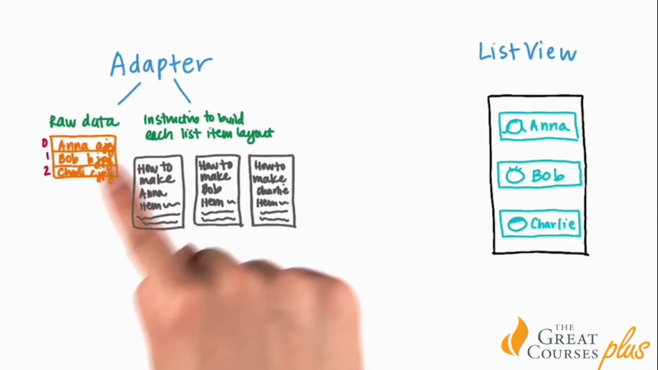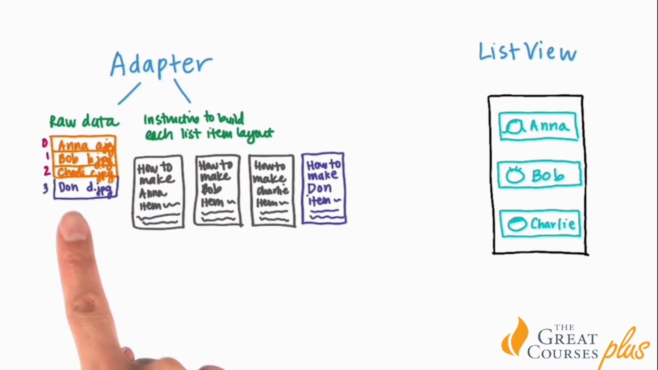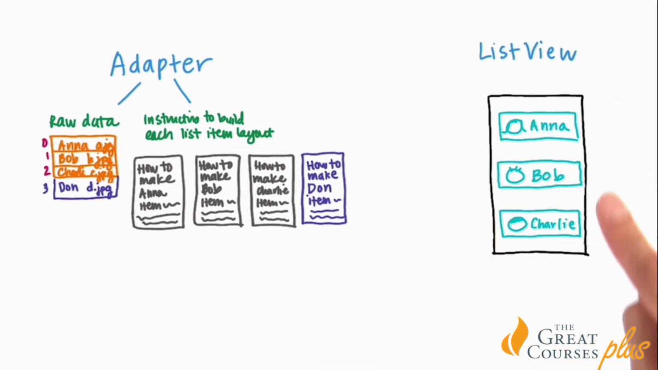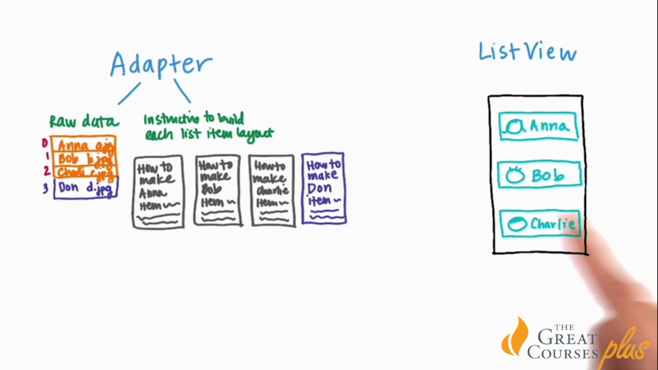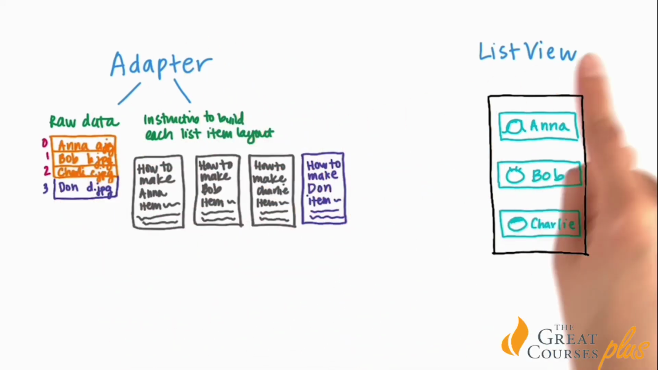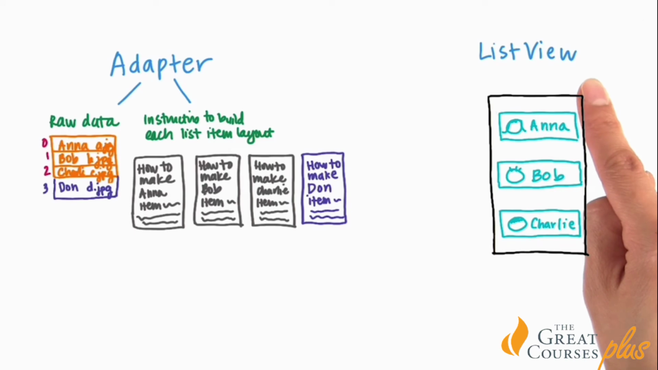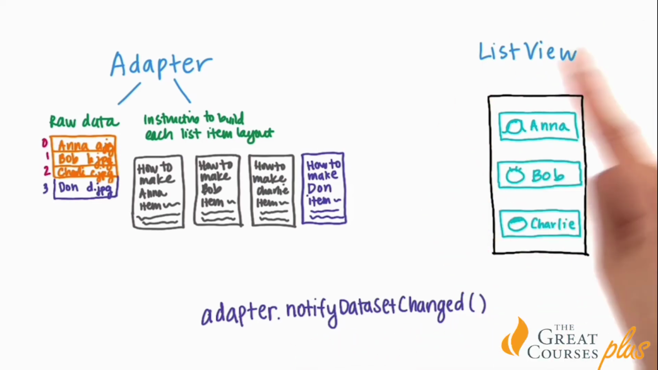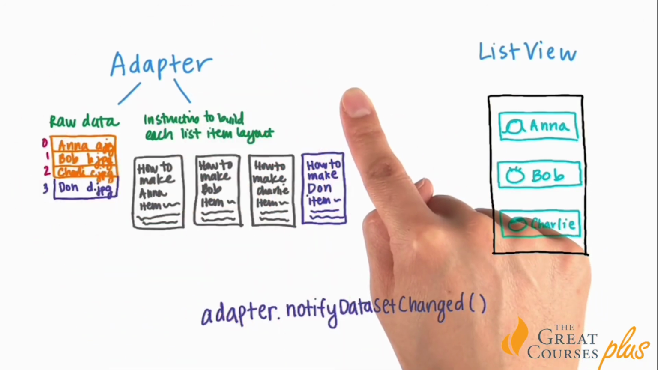But what happens if any of this data changes? Let's say, for example, there's a fourth contact named Dawn. The adapter knows how to create a list item layout for Dawn. But now the list view is outdated because it only has 3 items. Somehow, we need the adapter to notify the list view that things have changed. And lucky for us, there's a method called adapter.notifyDataSetChanged. This notifies any attached observers, like this one, that the underlying adapter data has changed.